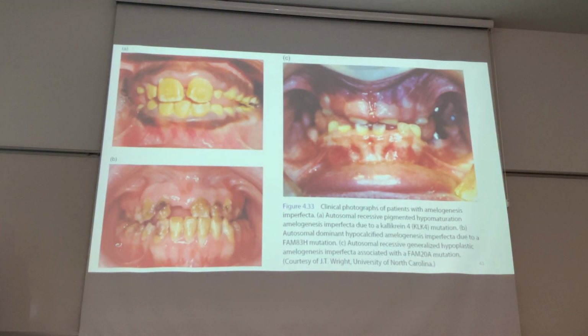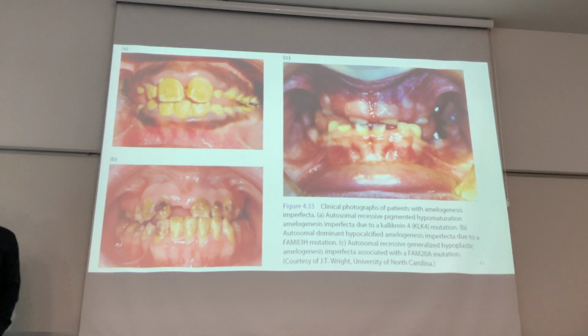Okay. Here you can see a clinical example related to amelogenesis imperfecta. In amelogenesis imperfecta, you can see different conditions, and in these conditions, as you can see, the enamel is not completely formed, and because of that, the dentin is exposed in different parts. Okay?